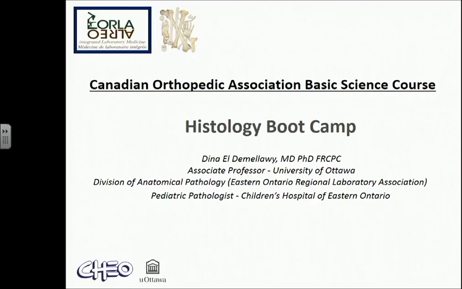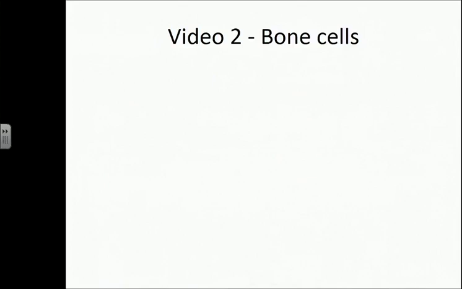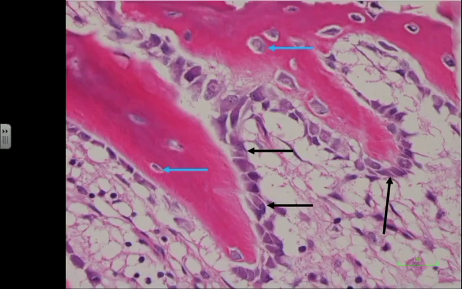In a previous video, we focused on the bone matrix. In this video, we'll focus on bone cells. So, bone has four important types of cells associated with it.